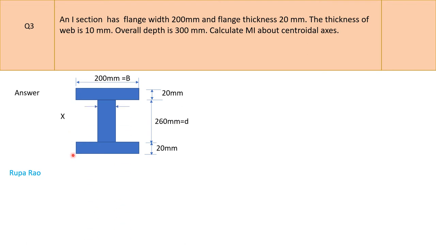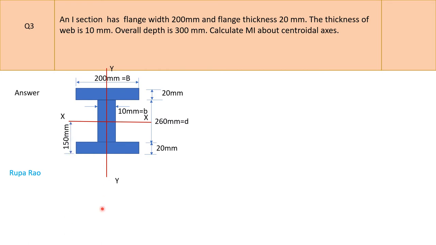Now here I am showing the thickness of the web, that is 10 mm. This is the thickness of the web. This vertical rectangle is called the web, and this 10 mm is taken as small b, thickness of web. This is the axis yy, and this is the axis xx. Xx will be here at the center, and here at the center will be the yy axis.